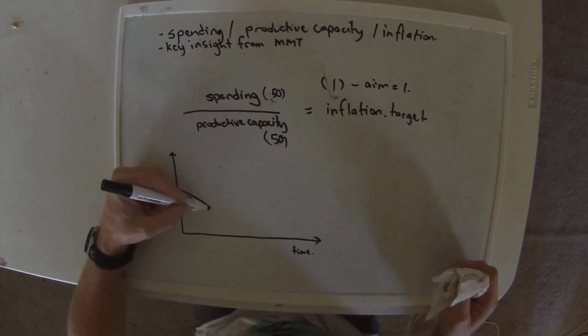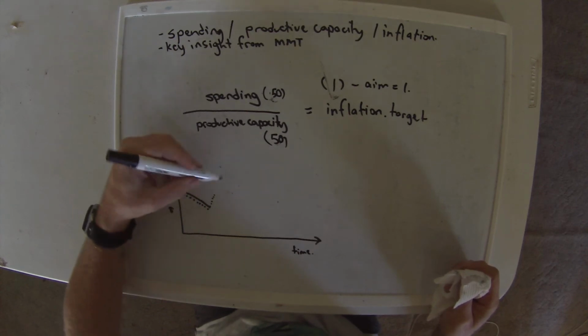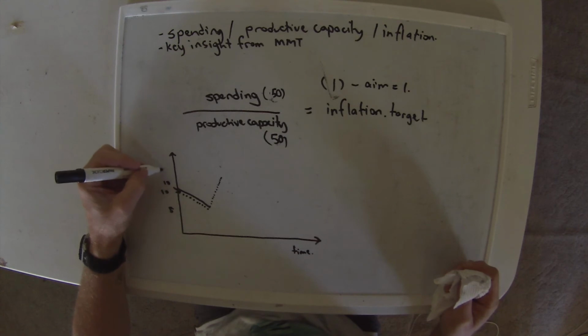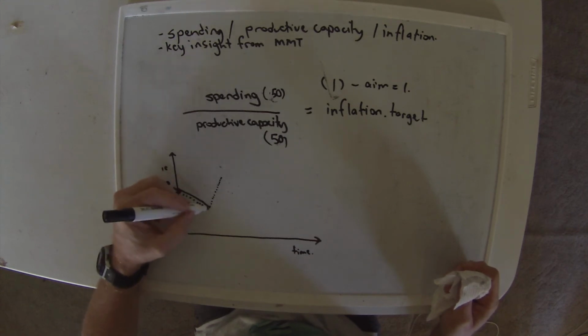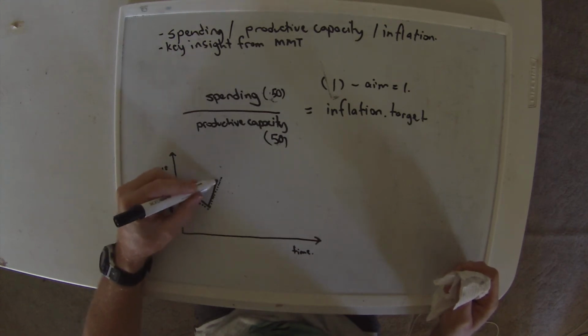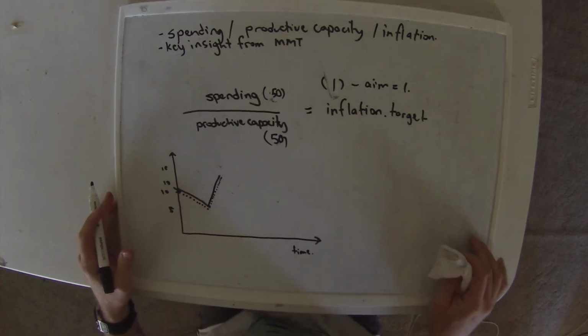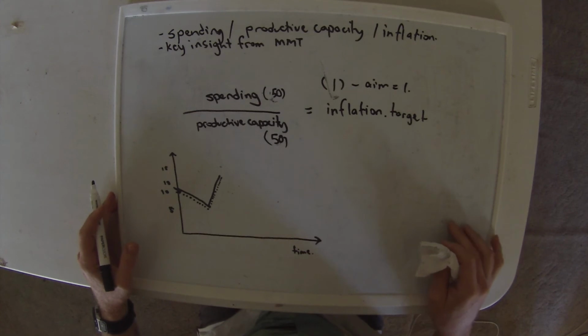My spending also has to drop down to 5. And the same in the other direction, like we went through before with the example: if my productive capacity goes up to 15, what do I have to do with my spending? Bring it up. It's a pretty simple thing, but this is a very important relationship in the economy, and most economists and most of the public understand this very poorly.